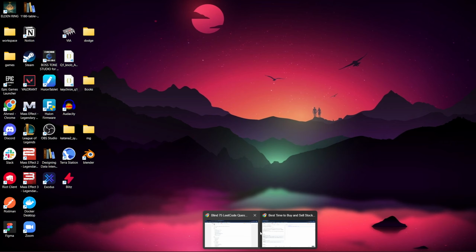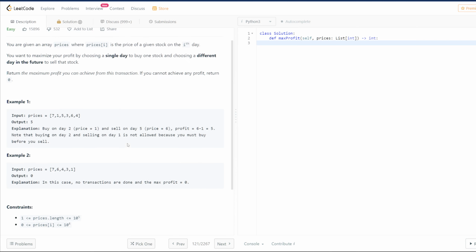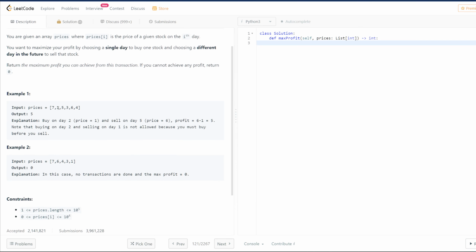We're given an array of prices, and we want to figure out when's the best time to buy and when's the best time to sell for maximum profit. And if we can't do that, then we can just return 0.